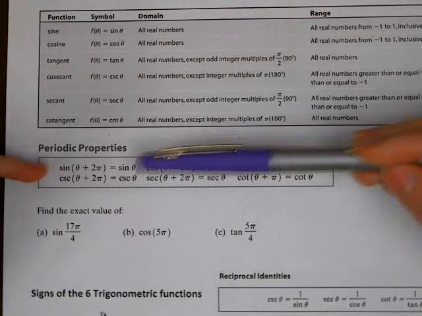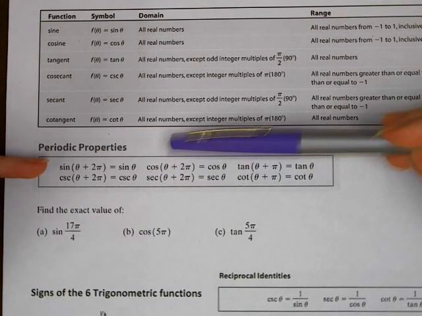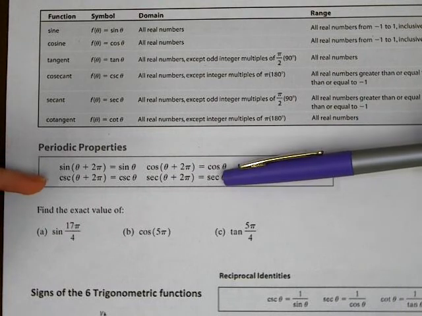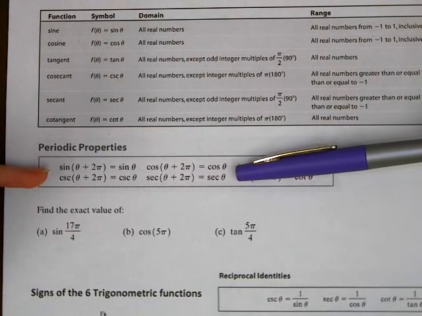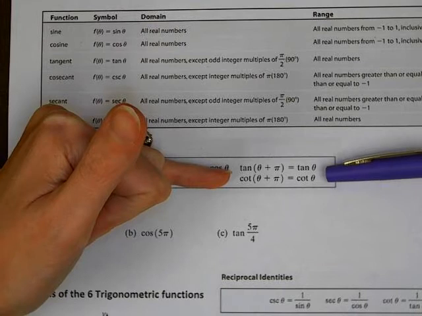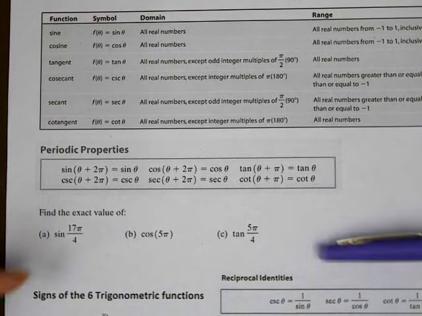Sine values repeat every 2 pi. Actually, sine and cosine and secant and cosecant, so every full circle, they repeat. Tangent and cotangent repeat every half turn, so every pi. And that might help us with these.